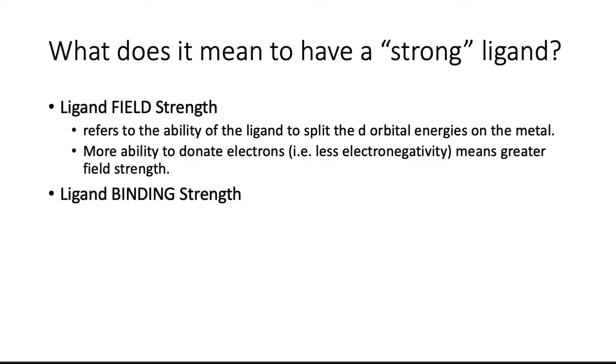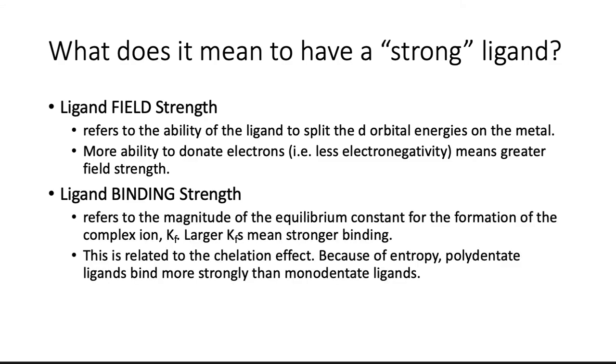In this lab, we're not really concerned with strong and weak field ligands, but we will be talking about ligand binding strength. And this is different. It's related to the magnitude of the K of formation for the complex ion. The larger Kf is, the stronger the binding is. And this is related to chelation and also a little bit to ligand field strength. If you have a stronger field ligand, it makes a more stable bond, so we expect the K to be larger.